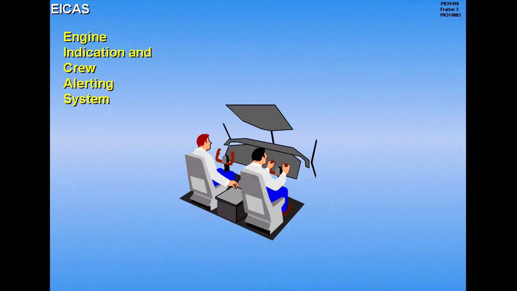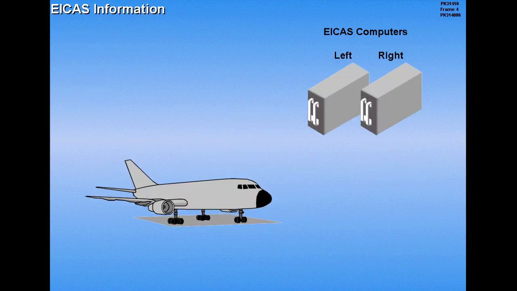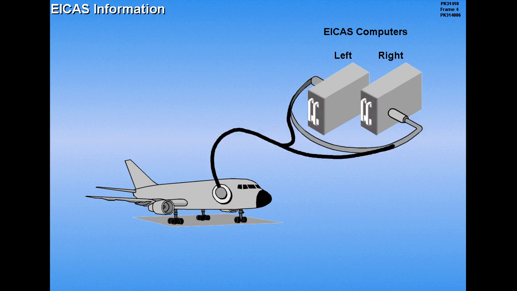In order to minimize crew workload, many systems and engine indications have been combined into the engine indication and crew alerting system, or more commonly referred to as EICAS. The primary purpose of EICAS is to display engine indications and alert the crew of abnormal conditions. EICAS information is collected from two computers which monitor sensors throughout the aircraft.